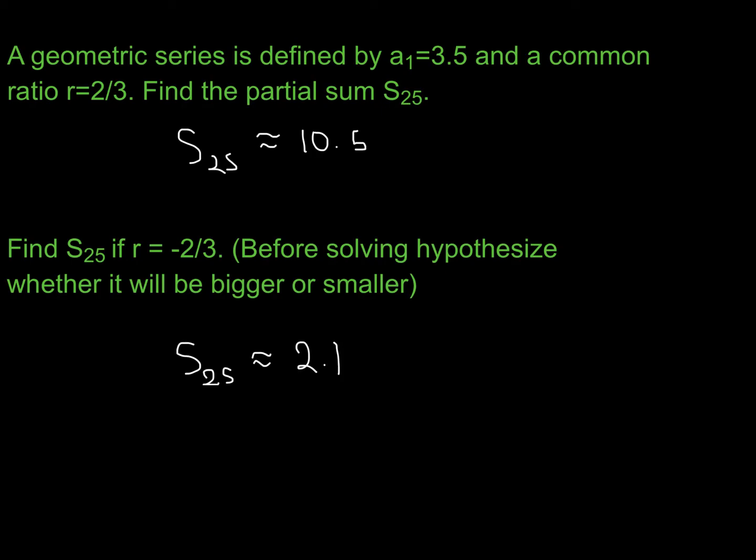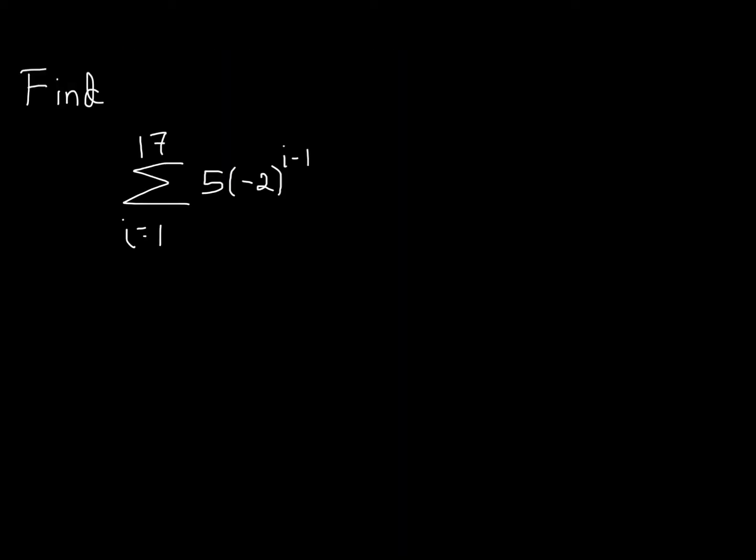So if you think about the first term being 3.5 and then you multiply by negative 2/3, that next term is going to be negative. You multiply by another negative 2/3, that term is going to be positive. So every other term is going to be negative, so when you add them all up, those negative terms are going to bring your total sum down. Go ahead and pause the video and give this a try.